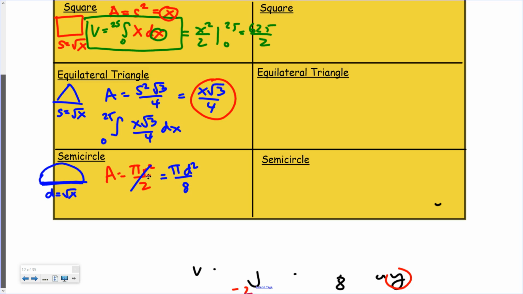If you're not sure where it comes from, go into a closet, turn on the light, say r is equal to d over 2, and you'll get this eventually, okay? So what we're going to do is use this formula for a semicircle.